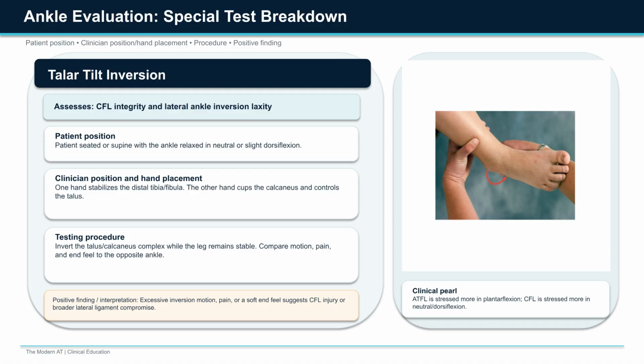For talar tilt inversion, position the athlete seated or supine with the ankle relaxed, usually in neutral or slight dorsiflexion to emphasize the CFL.